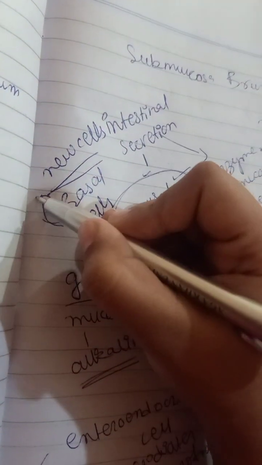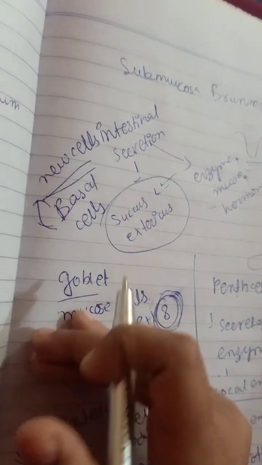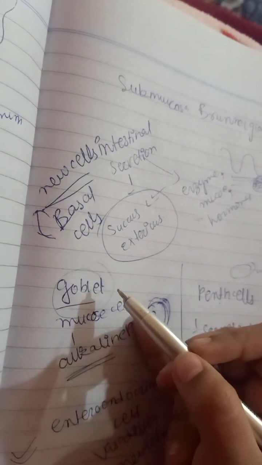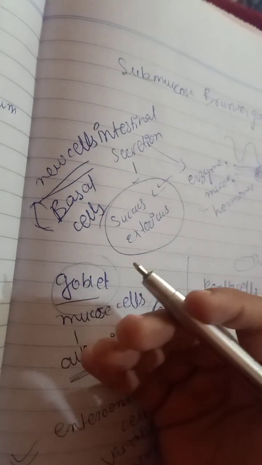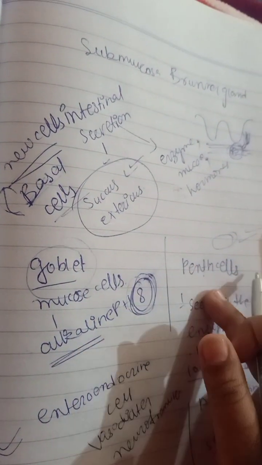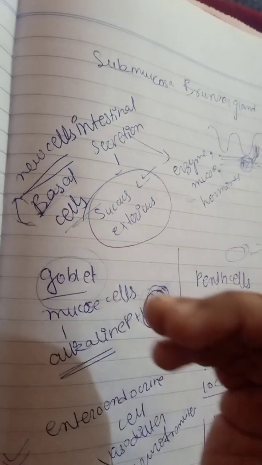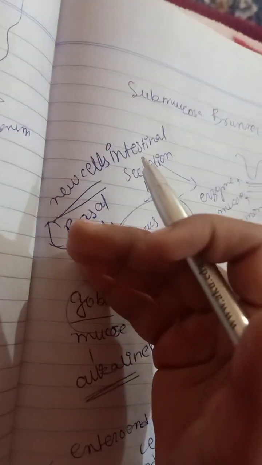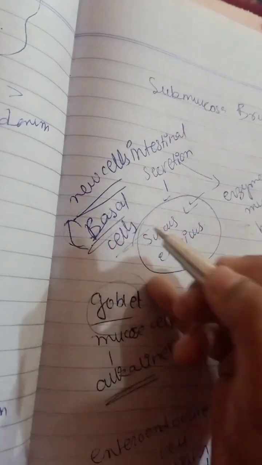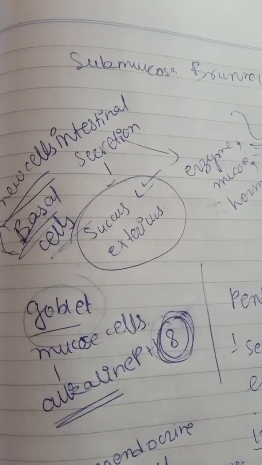So here, if any cell is damaged, a new cell will be produced by the basal cell. If a goblet cell is damaged, it will be produced by the basal cell. If a Paneth cell is damaged, it will be produced by the basal cell. So they basically produce the new cells.